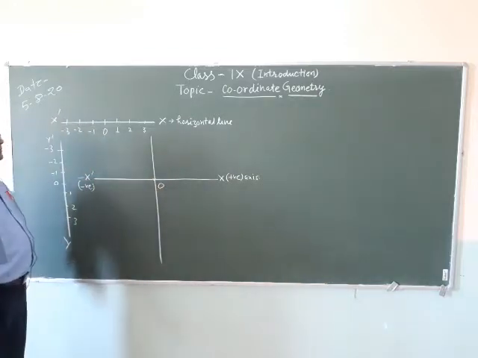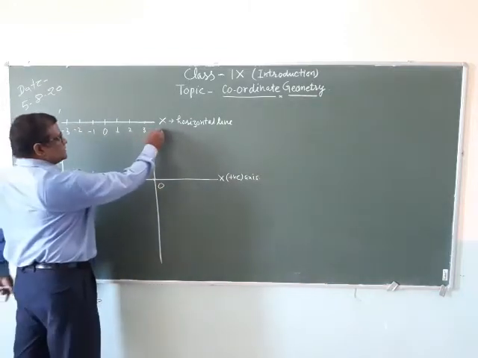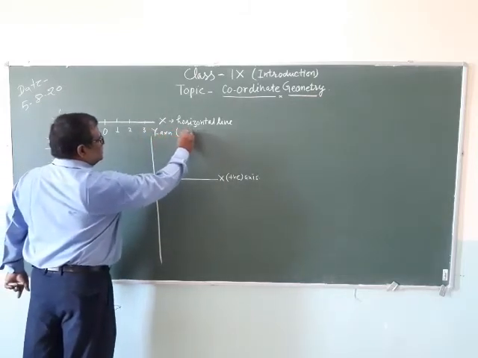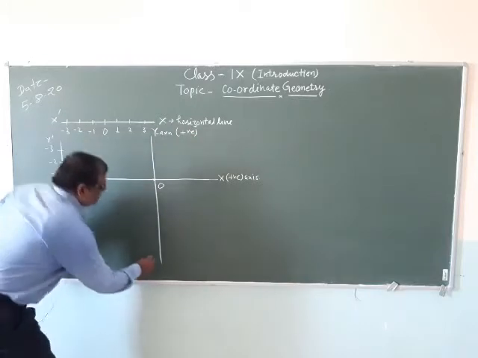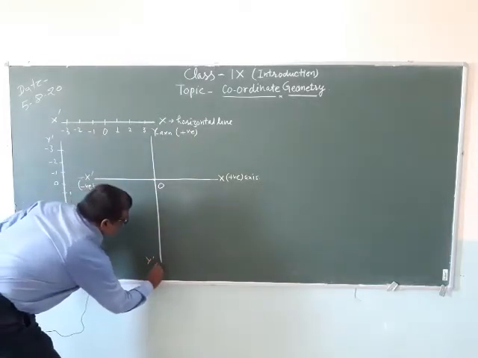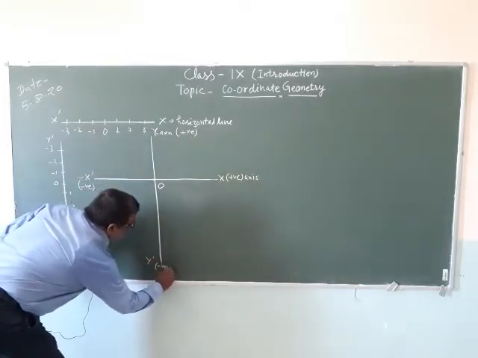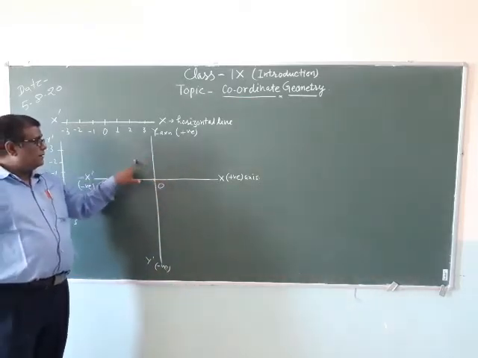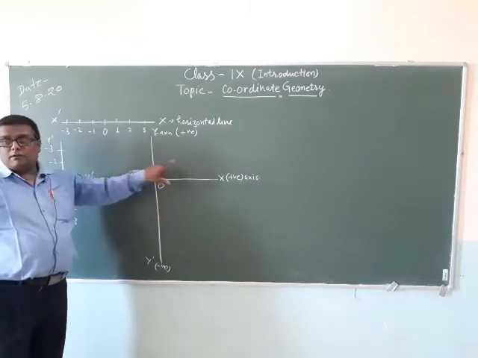Here this is y axis, positive direction, and y dash, that is negative. Now we have divided this into 4 parts, 4 equal parts.